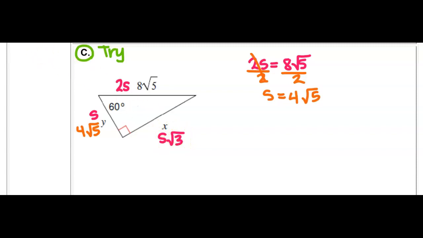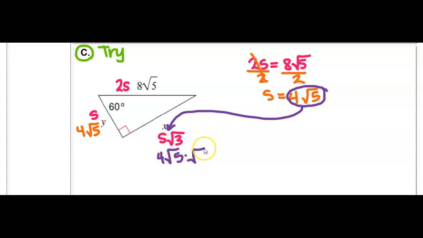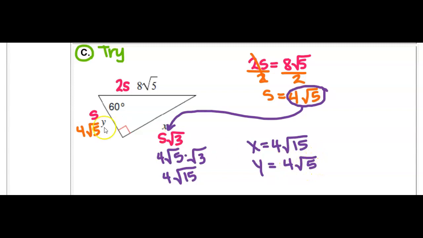And then to get this leg, the long leg, we are going to have to substitute this in. So S is 4 root 5, so we're going to substitute that in for S. So we're going to have 4 root 5, and then we're going to times that by root 3. We're going to have 4 times the square root of 5 times 3, which would be 15. So X is going to be 4 root 15, and Y is going to be 4 root 5. That's our short leg. So we have our short leg and we have our long leg.